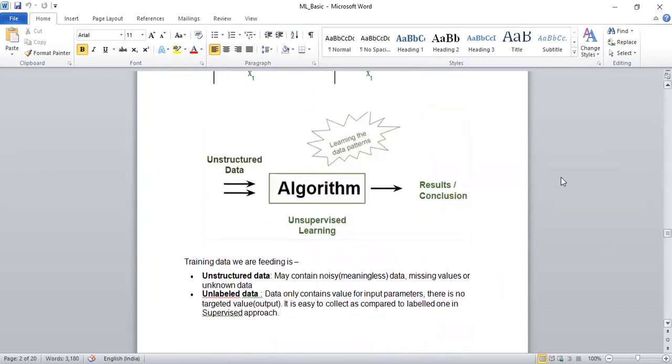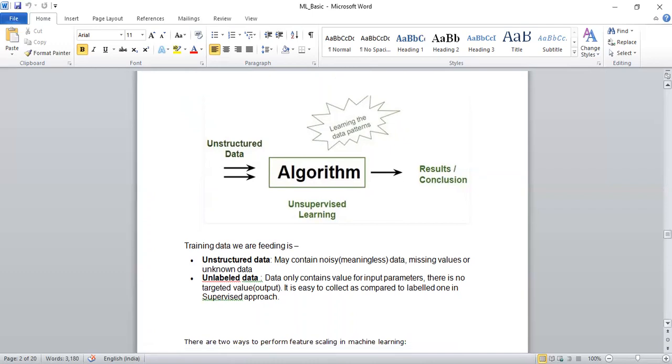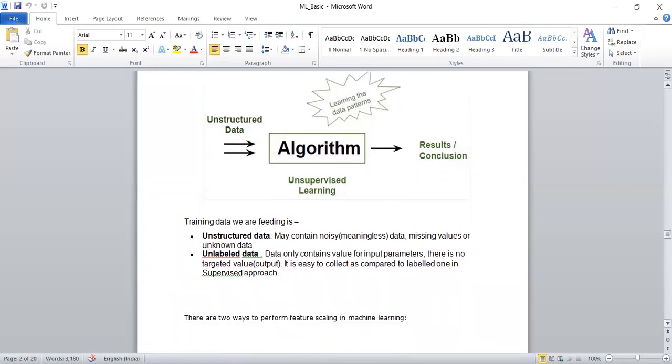So look, unstructured data, learning the data patterns: in the case of an unsupervised learning algorithm, it just learns the data patterns from the unstructured data and gives you the results or conclusion. You don't have any predicted or expected output here. No training data set is available in unsupervised learning. Whatever data you are feeding here will have no predicted or expected output.